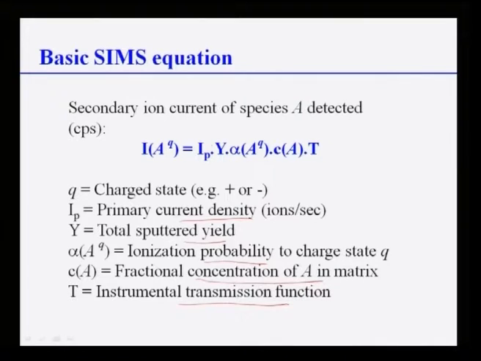As you see here, this is a strong function of Ip and Y. That is why we discussed the primary current, primary ions, and the sputtering yield. They actually determine, along with alpha and other factors, exactly the secondary ion concentration of the species.